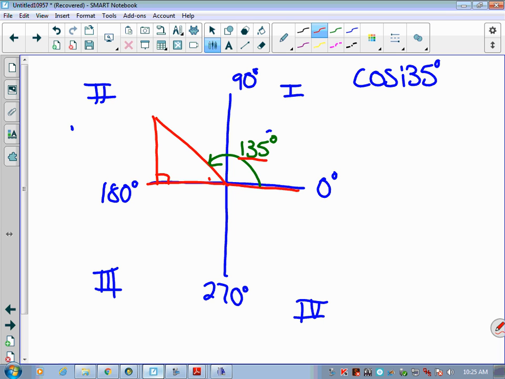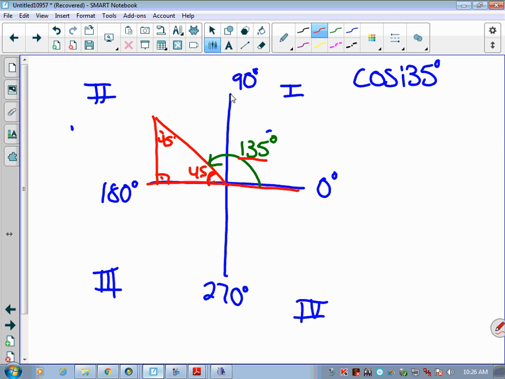Anybody? No? What's my reference? The reference angle is the angle from my terminal side to the x-axis. 45 degrees. Okay? If that's 45 and this is 90, what is this angle right here? 45. Have I lost you? Is anybody lost? Yes? Okay.